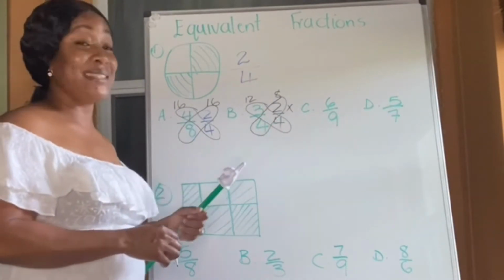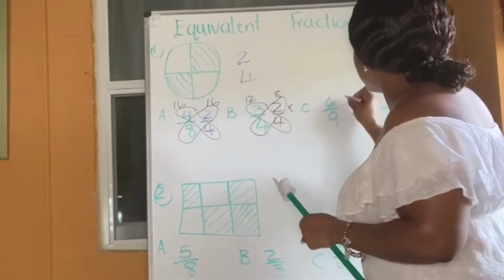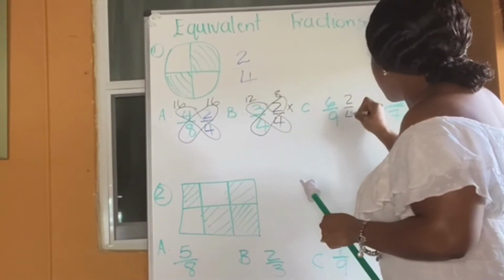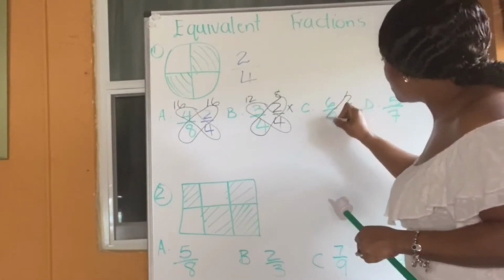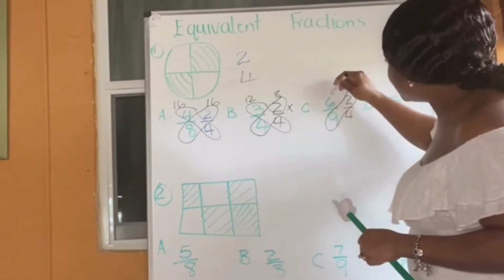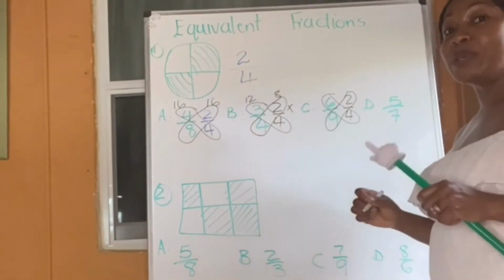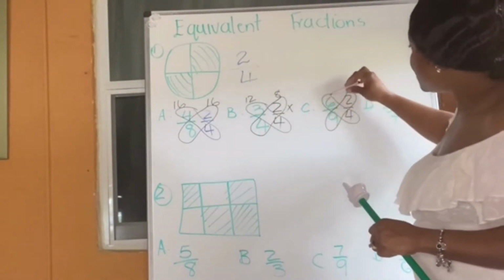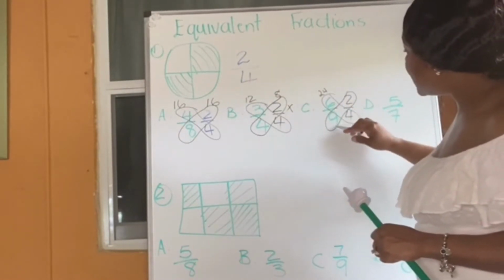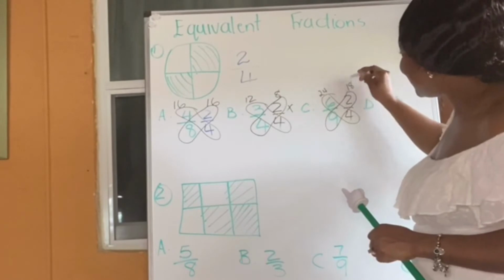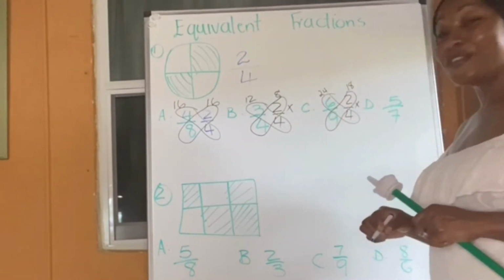Now let's try 6/9. So we're taking our fraction here, 2/4, and we're creating our butterfly. Remember, the 2 goes with the 9, and the 6 goes with the 4. And then we're going to multiply. So 6 times 4, that's 24, and 9 times 2, that's 18. They are different, so it's not correct.